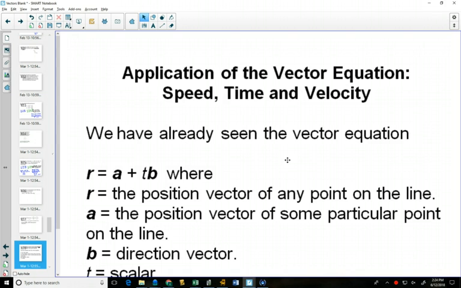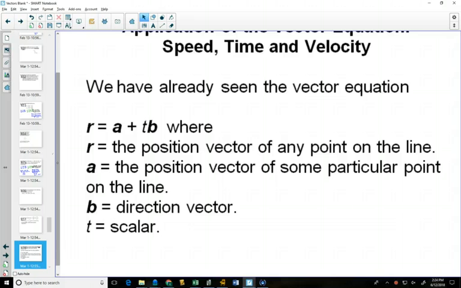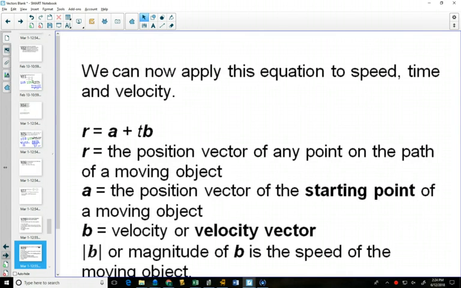So now we take our vector equation of the line, where you have the position vector of any point, some particular point, and our direction vector, and we apply this equation to speed, time, and velocity. So what does that mean?